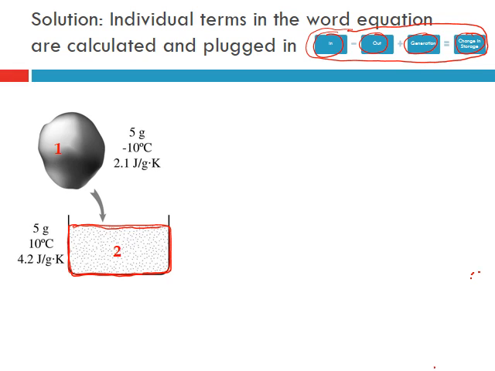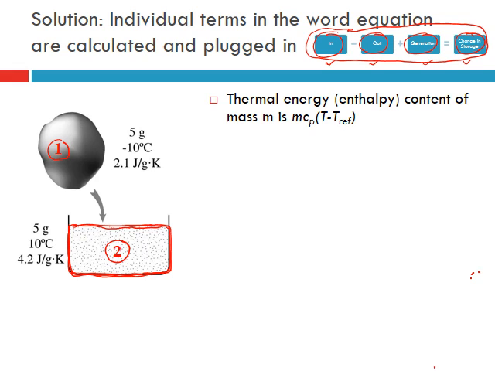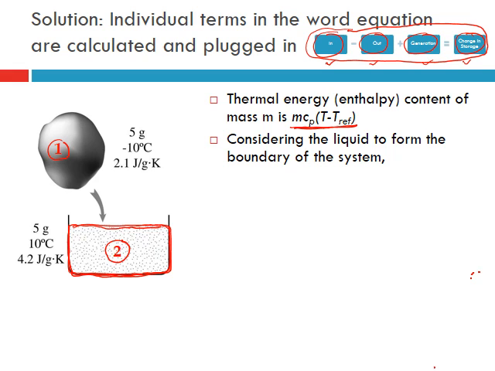I happen to define the system boundary that is pretty much the boundary of body 2, whereas body 1 is outside the boundary. What we will do now is go through and calculate each one of these terms. So first, recap, the thermal energy content of a mass m is m Cp times T minus T ref. And I already said that the boundaries have been defined this way. It happens to be the boundary of body 2.